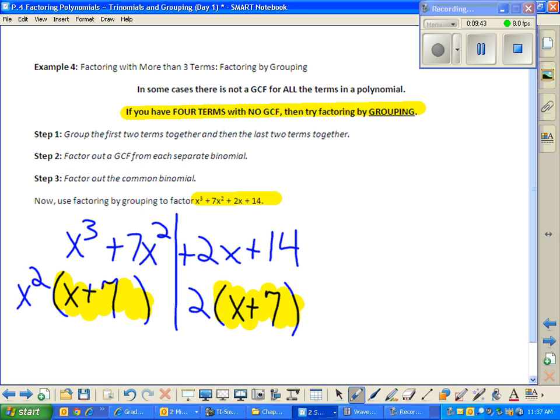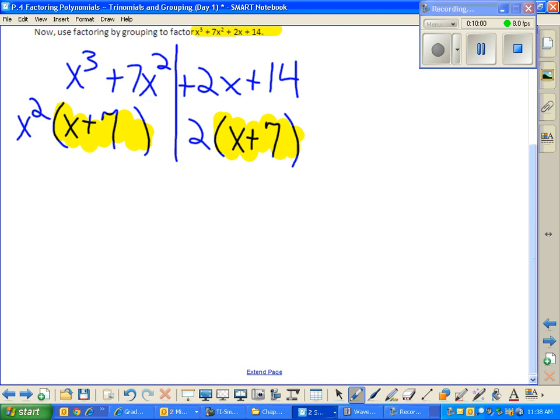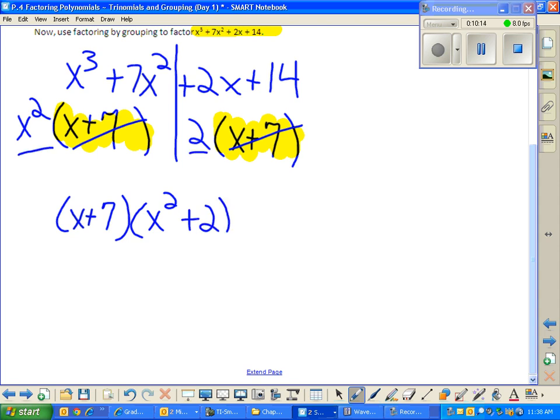If it doesn't happen, try rearranging your problem a little bit. If you rearrange the problem, sometimes when you regroup it, you get that common binomial factor to sort of come out in the wash a little bit. But do you see how I got that x plus 7? That's what we call our common binomial factor. It essentially acts like another greatest common factor in the larger polynomial. So I can factor out the x plus 7 and then just bring down what I have left over. X squared and a positive 2 is what I had left over there, so I brought those down. And that's my answer.